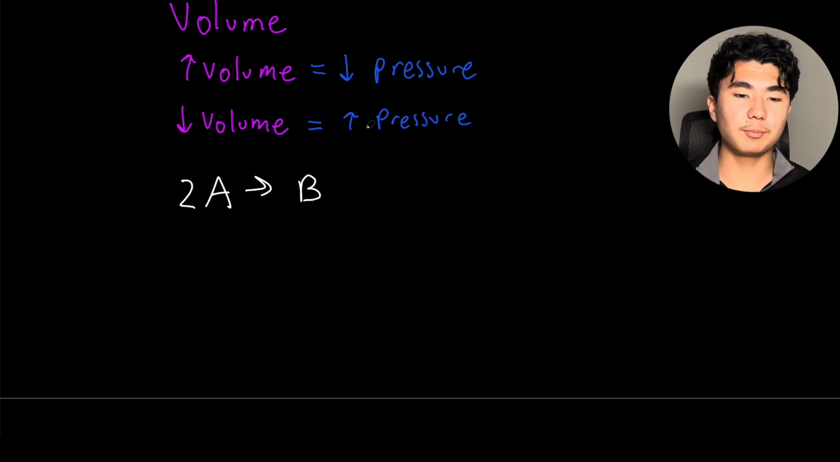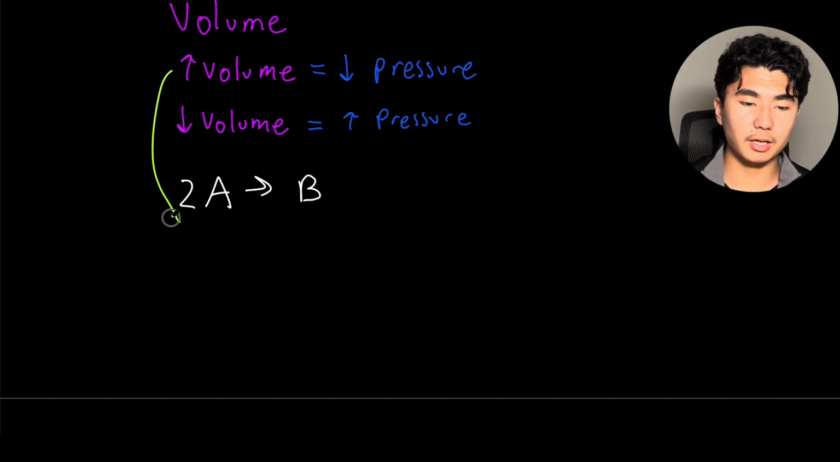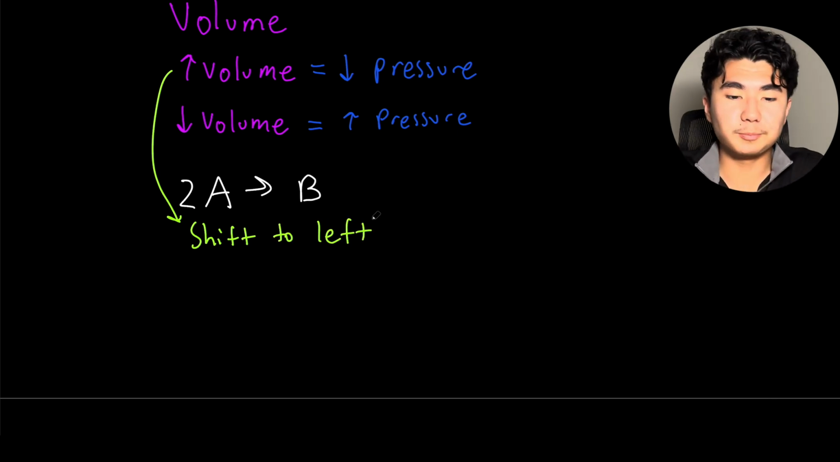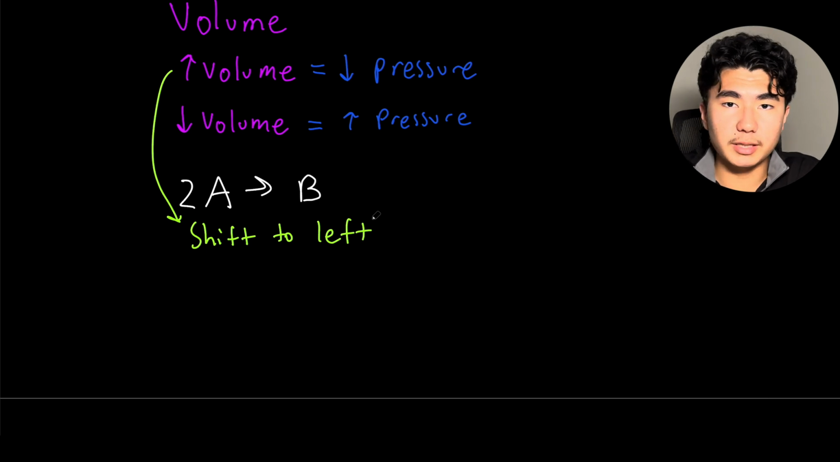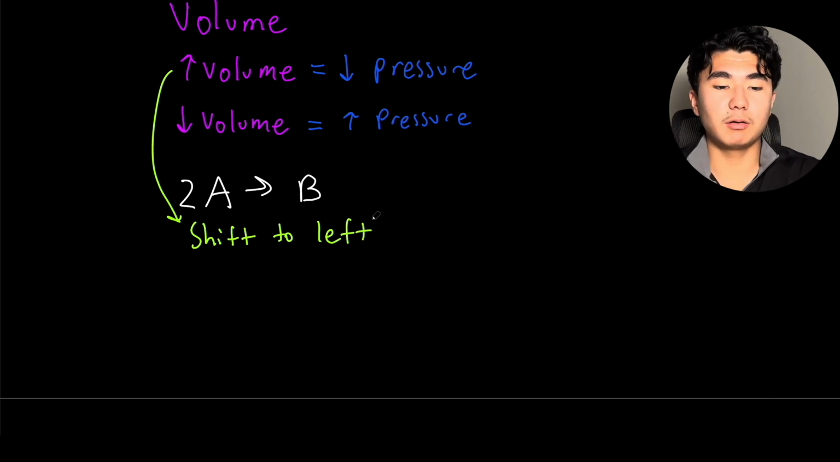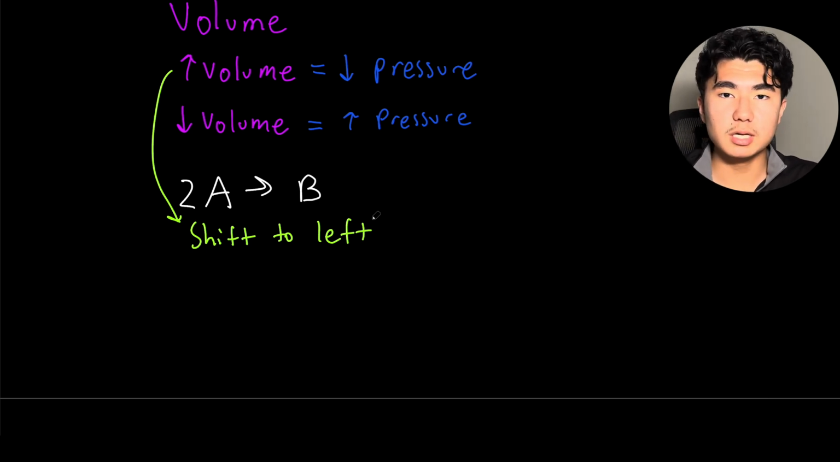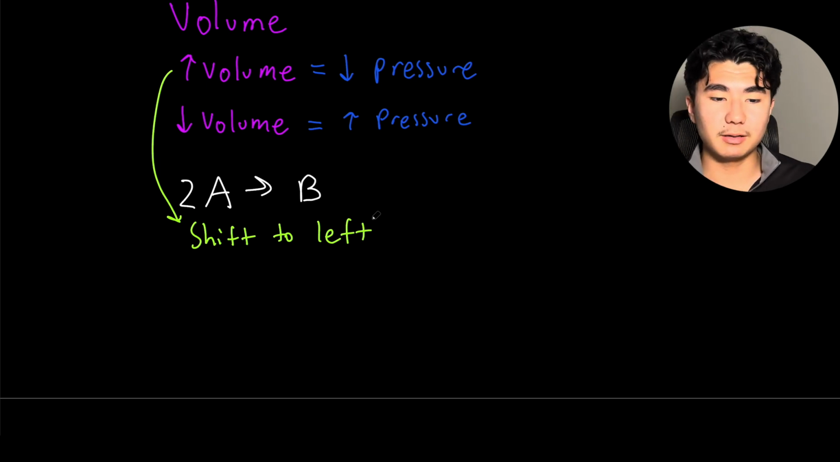So now let's look at an example of how an increase in volume can affect the equilibrium. Now when we increase volume, we obviously decrease pressure. And when we decrease pressure in this reaction specifically, then our reaction is going to shift to the left. Now, why is this? Well, usually when we increase pressure, whichever side has the most moles, we're going to go to the opposite of that.